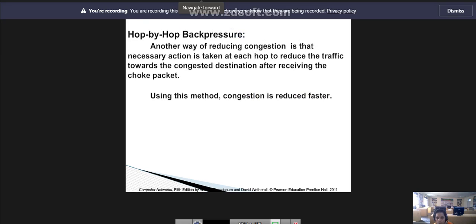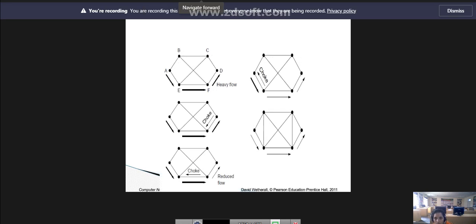Next, hop by hop backpressure. Another way of reducing congestion is that necessary action is taken at each hop to reduce the traffic towards the congested destination. After receiving the choke packets using this method, congestion is reduced faster. So this is called hop by hop backpressure.